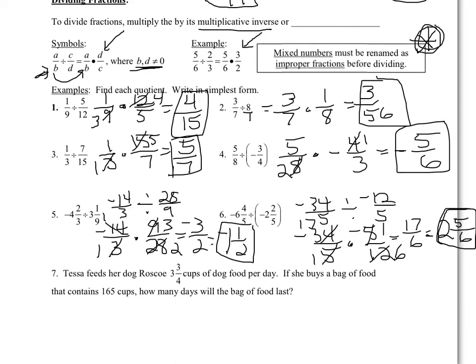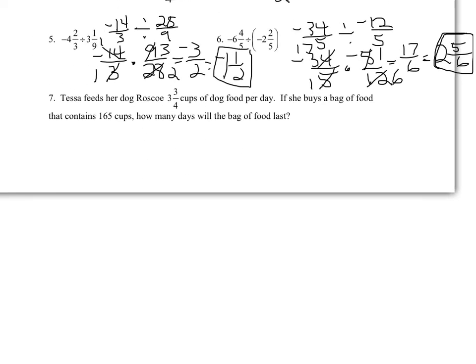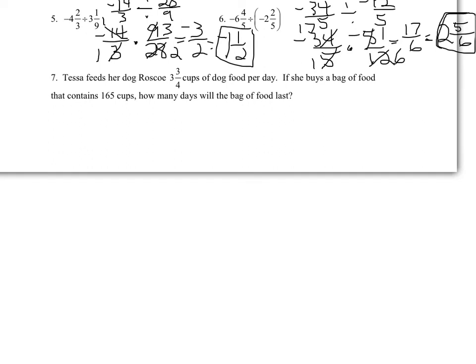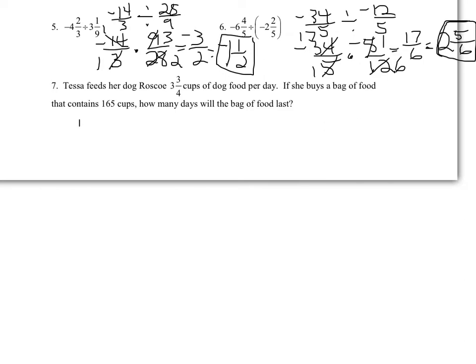All right, let me move this up so you guys can see the word problem. It says Tessa feeds her dog, Roscoe, 3 3/4 cups of dog food per day. If she buys a bag of food that contains 165 cups, how many days will that bag of food last? So here, we basically have 165 cups total. She does 3 3/4 a day, so how many servings can we divide that up into?